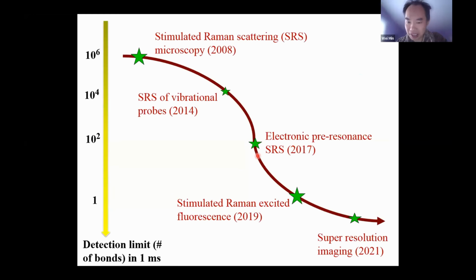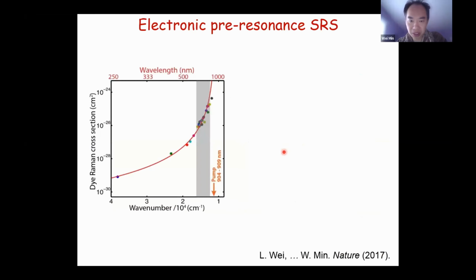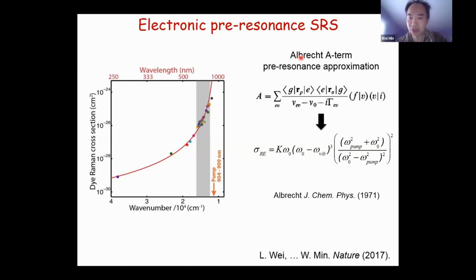And then another step is electronic pre-resonance. So far I'm not using electronic resonance yet, but you can do that. So you can see here, if your laser is fixed here, if you just move your probe absorption from UV all the way to close to your pump wavelength, then the cross section will enhance drastically. This is a log scale, and this has been worked out by Albrecht. He has this famous theory, Albrecht resonance Raman theory. If you use his A-term pre-resonance approximation, you can see that this curve is what he predicted. Use his equation, and that fits our data.